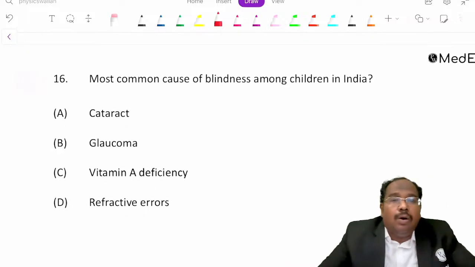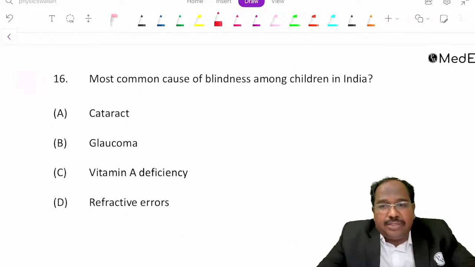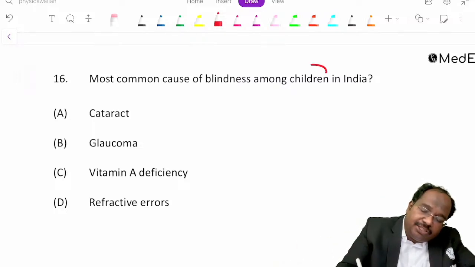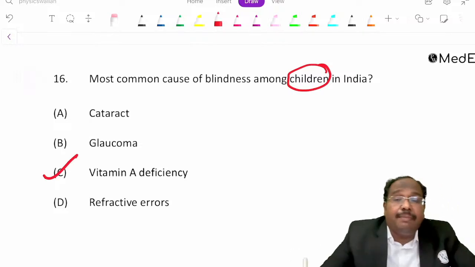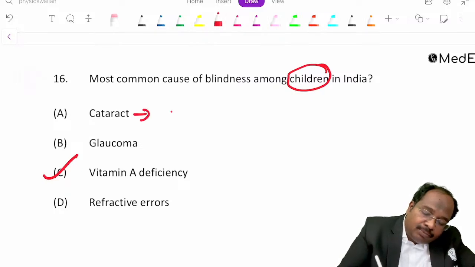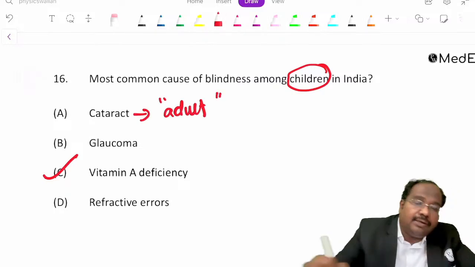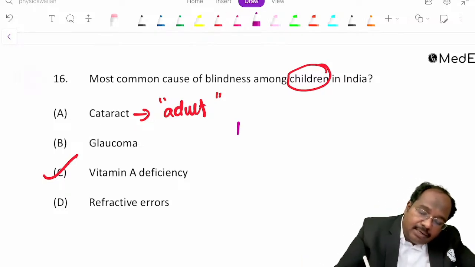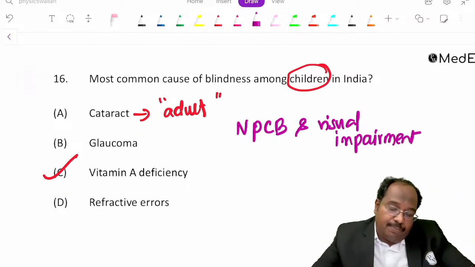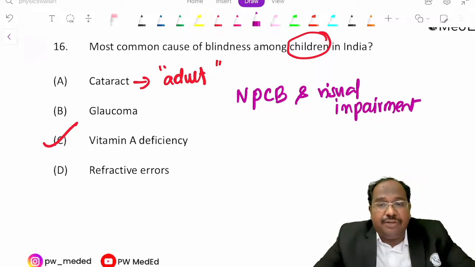What is the most common cause of blindness among children in India? This is also a recently asked question. For children, it is vitamin A deficiency. For adults, cataract is the most common cause. And we have a program, the National Program for Control of Blindness and Visual Impairment.